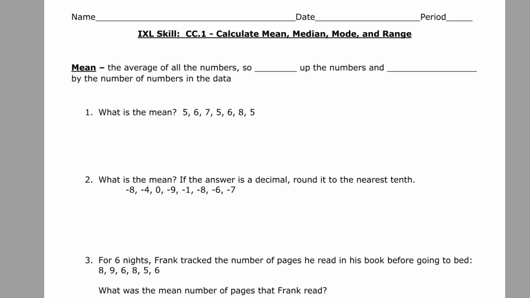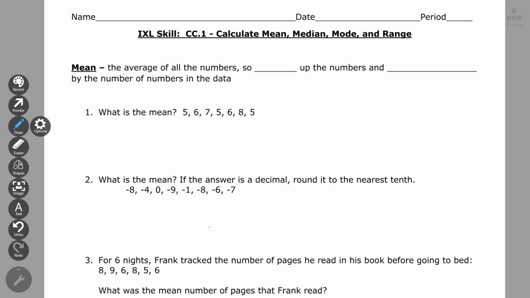Today we're going to be looking at IXL skill CC.1 over calculating the mean, median, mode, and range. We're going to start by looking at the mean. What is, by definition, the mean? It is the average of all the numbers. So how do we find an average?